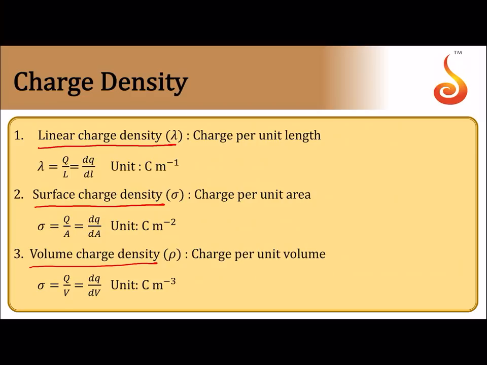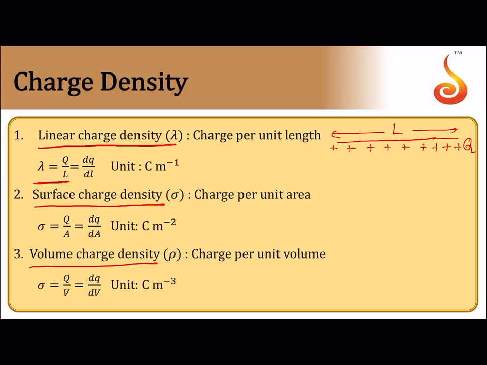Linear charge density is charge per unit length. For example, you have a line of charge like this. Charges are all present everywhere on this line. And assume that this is a conductor of length L and the total charge present on this conductor is Q. Then the linear charge density is given by lambda is equal to Q divided by L. What is it? Total charge divided by total length.